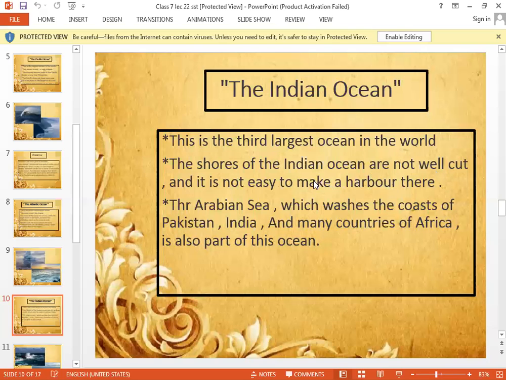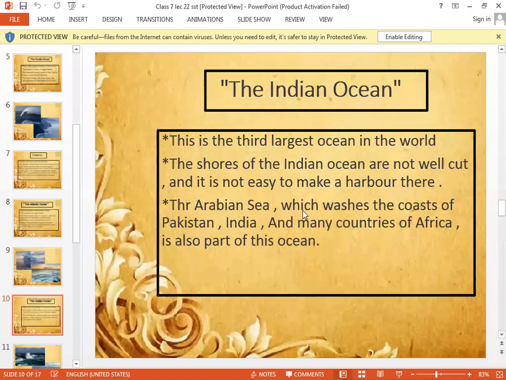यानी ये भी properly उस तरह से नहीं है कि इन पे कोई ह्यूमन एक्टिविटी की जा सके या सी पोर्ट्स ज़्यादा बनाई जा सके. These are not well cut and it is not easy to make a harbor there. तो यहाँ पर भी कोई भी हार्बर बनाना या उसको इस्टेब्लिश करना इजी नहीं है.